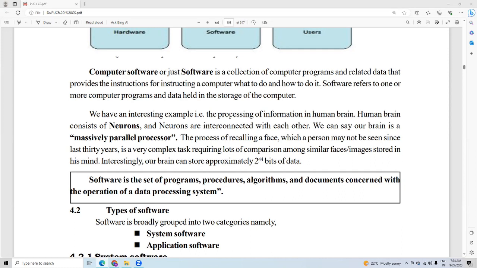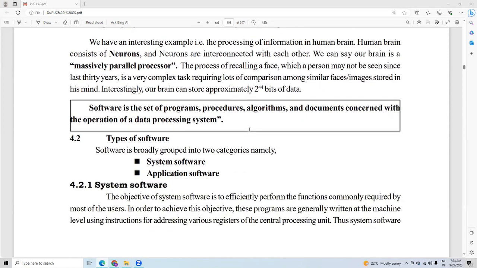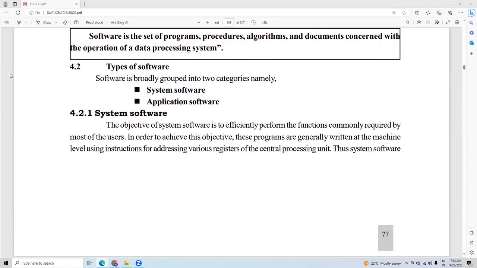So software is what? It's a set of programs, procedures, algorithms, and documents concerned with the operation of a data processing system. This is the definition of software. There are two types of software: system software and application software.